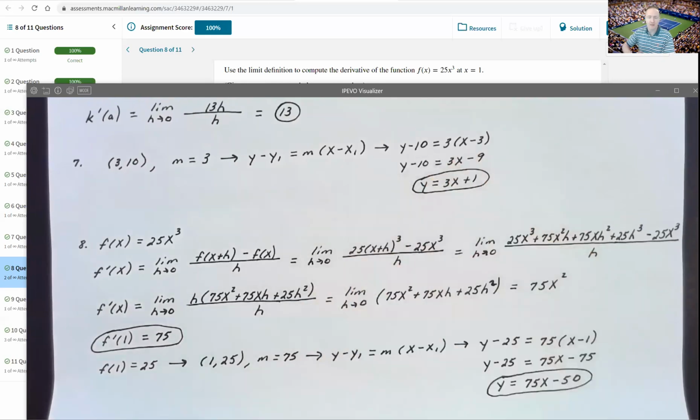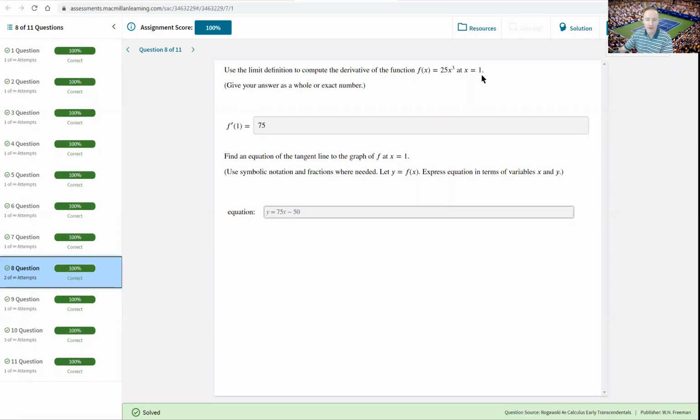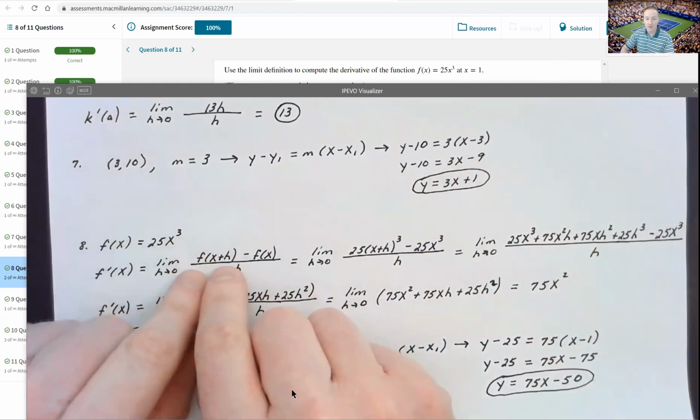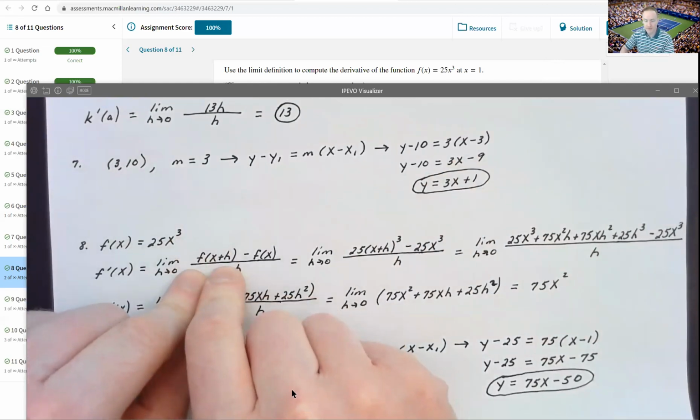It asks us to look at the function f of x is equal to 25x cubed. And then we're interested in when x is 1. It'll ask us for the derivative at 1 and then to find the equation of the tangent line at that point. Okay, no problem. In order to do the derivative, I use my limit definition of a derivative.